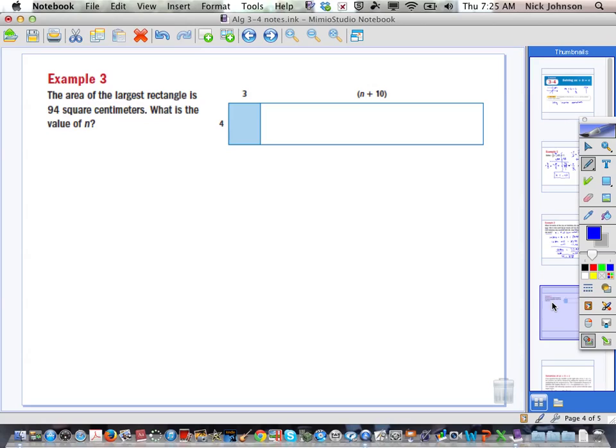Moving along. Example 3 says the area of the largest rectangle is 94 centimeters. What is the value of n? Okay. So in order to find the area of the largest square, that's what we're looking for. Area of the largest rectangle. Large rectangle. We have to take area of the blue plus area of the white.